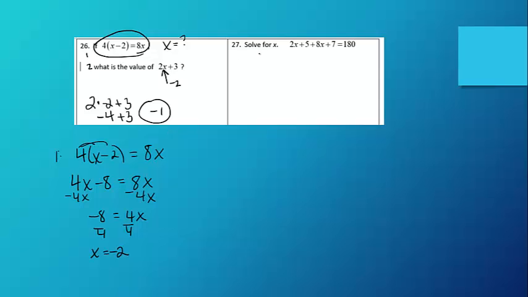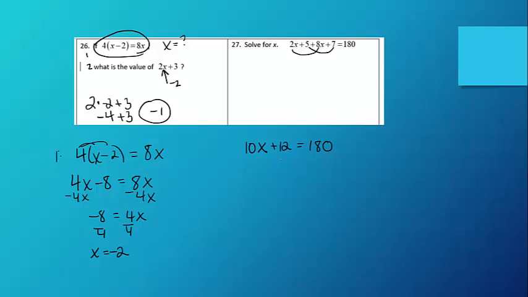Right, 27 says to solve for x. 2x plus 5 plus 8x plus 7 is equal to 180. All right, if you drew a mobile balance for this one, it would probably be a little bit easier to see what's going to combine. But since the 2x and the 8x are both on the same side, if I were to draw that mobile balance, I would end up getting 10 x's. And then the 5 and the 7, since they're both on the same side, we can go ahead and put those together, and they will give me 12. And then this is going to equal 180.